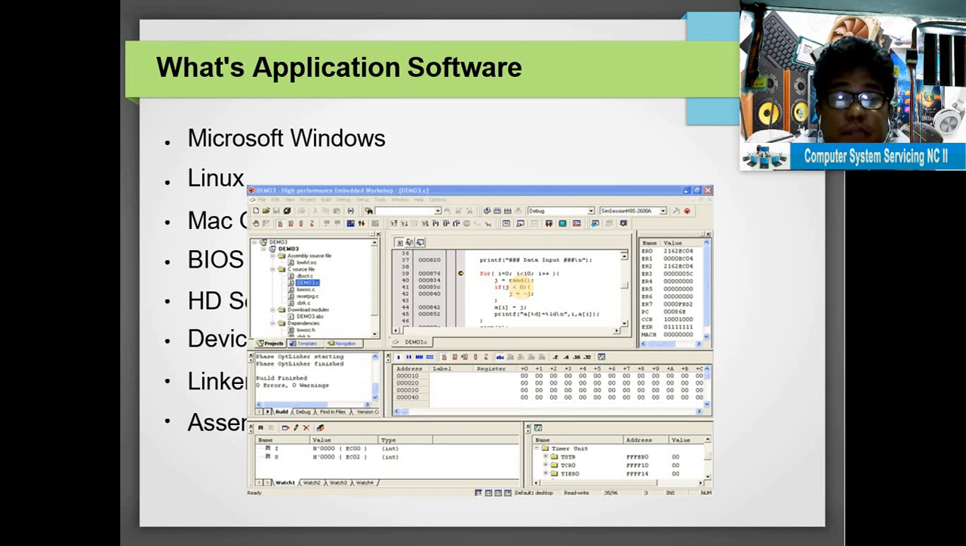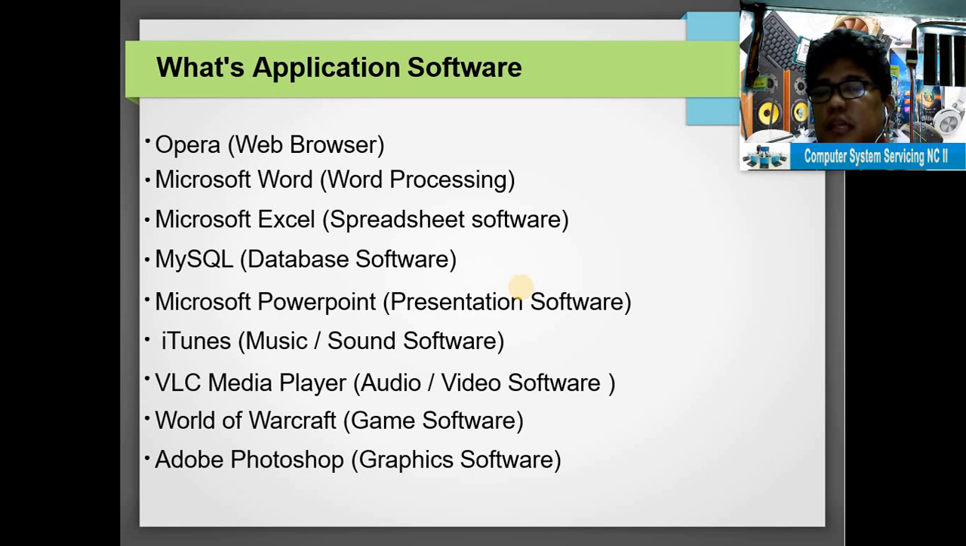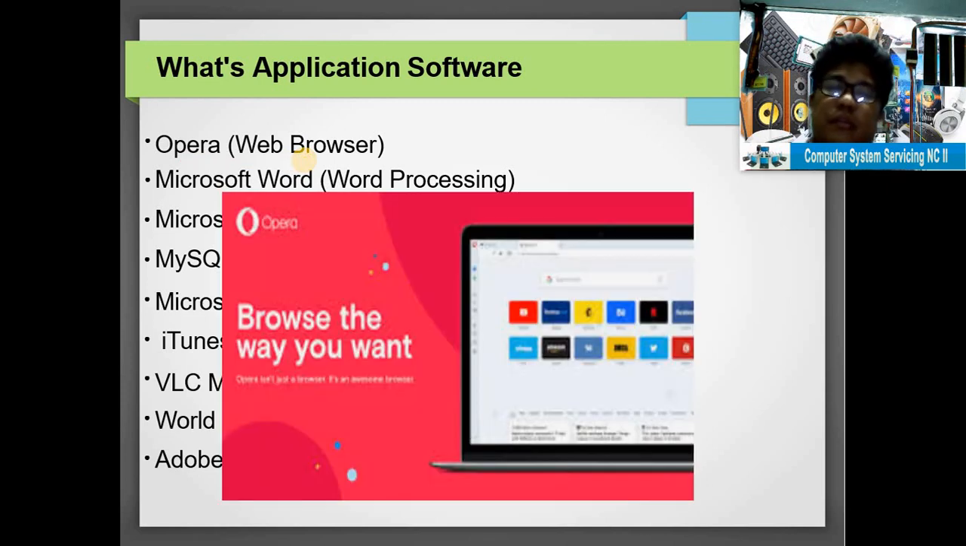So, medyo mas mahirap yung assembler, no? Assembly kesa sa compiler. Okay. Next, we have examples of application software. So, number 1, we have Opera or yung web browser. Yung Opera ito, isa siyang web browser. Pag web browser, this is a software that connects us to the internet.